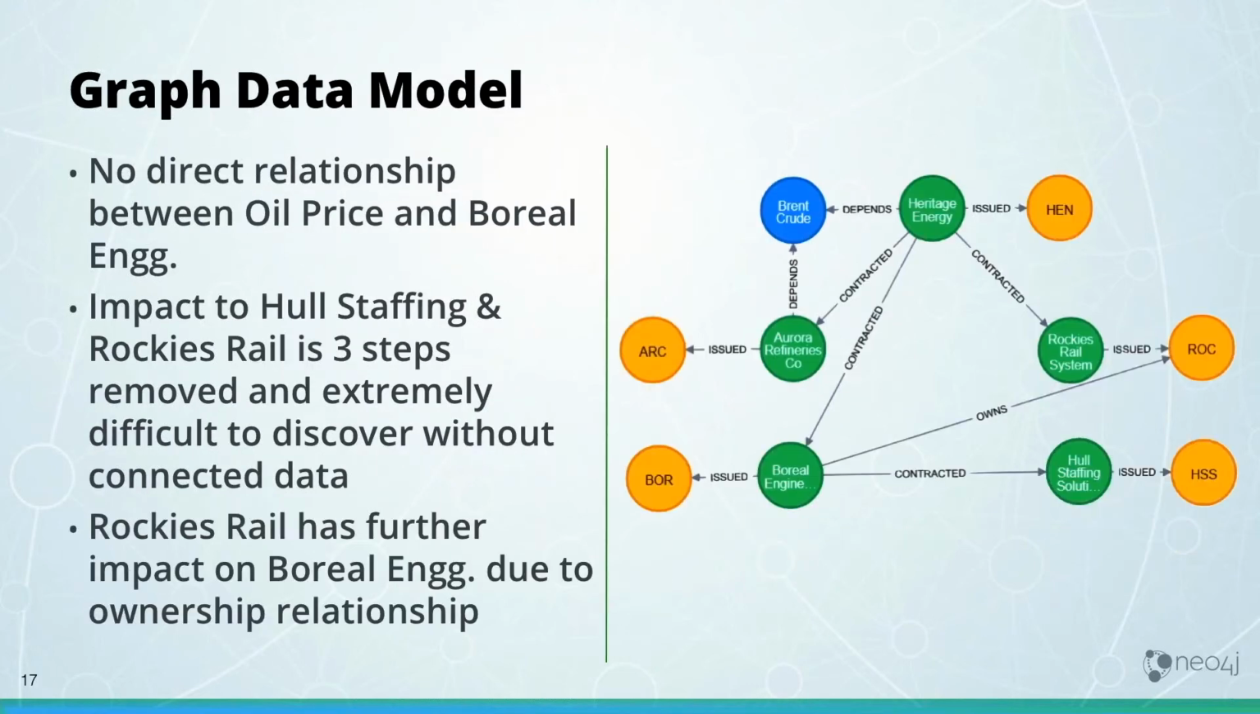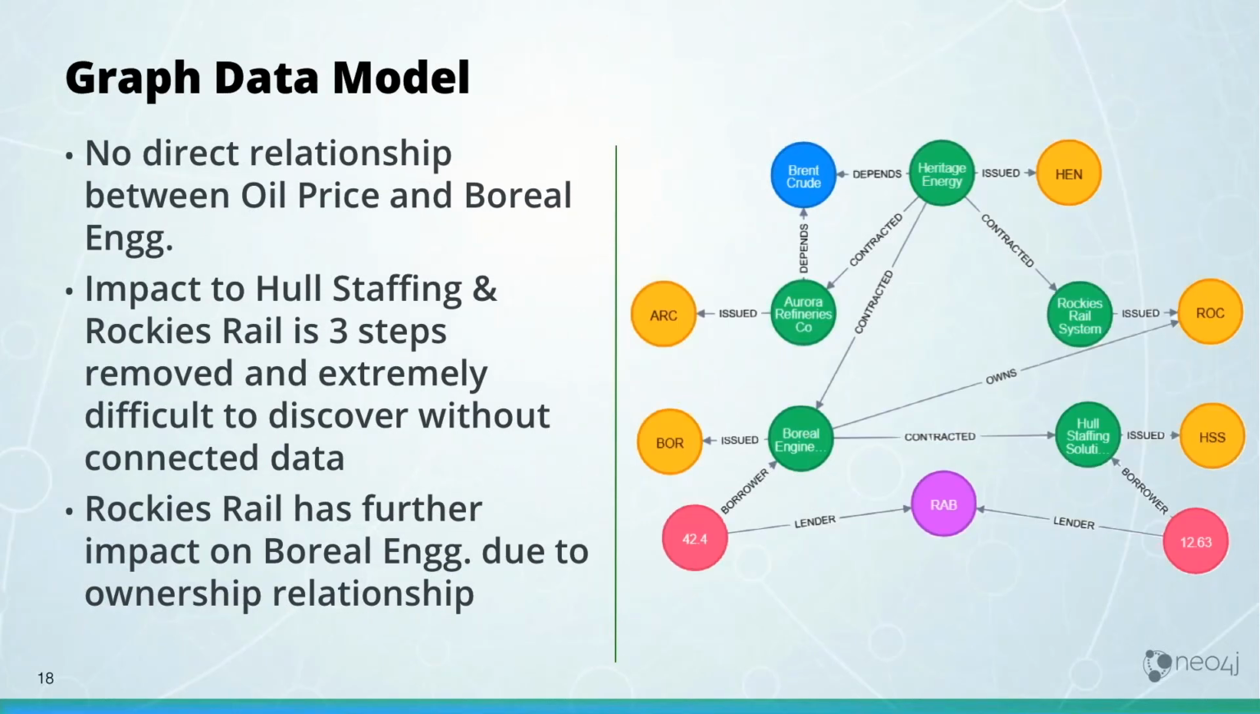And then we have other relationships as well. Besides the contractor relationship, you can also see that Boreal Engineering owns some part of Rockies Rail, so that's an ownership relationship that's also modeled here. It just complicates the picture a little bit as well. The things that you see in yellow there are the stock symbols of these companies. And so this is the full picture in terms of the loans that are outstanding to Boreal and Hull Staffing, and then all the relationships across the different companies.